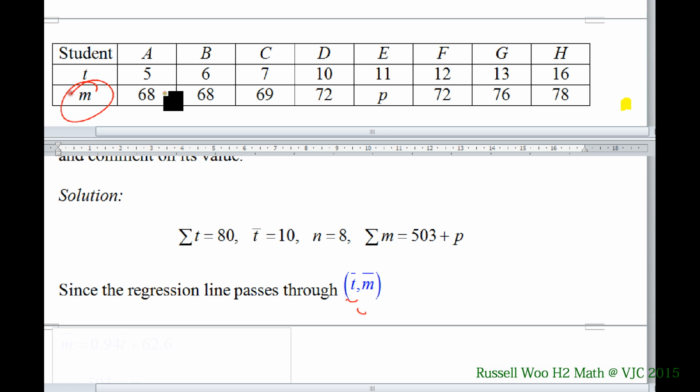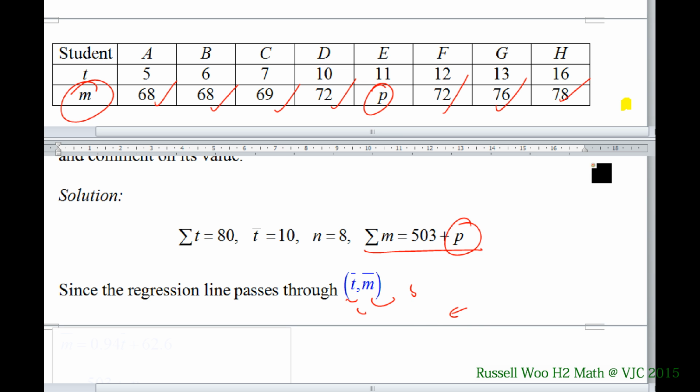But what about the mean of M? You have 68, 68, 69, 72, P, 72, 76, 77. The summation of M is just these numerical values plus a value P. And M bar, which is the mean of M, is (503 plus P) divided by 8. This is the total number of points. Follow so far?